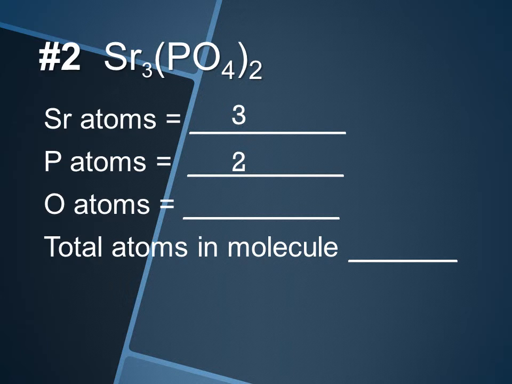Oxygen atoms. There's a 4 next to the oxygen. But remember, you have to multiply by your 2. So 4 times 2 is 8. So total atoms, 8 plus 2 is 10, plus 3 is 13.